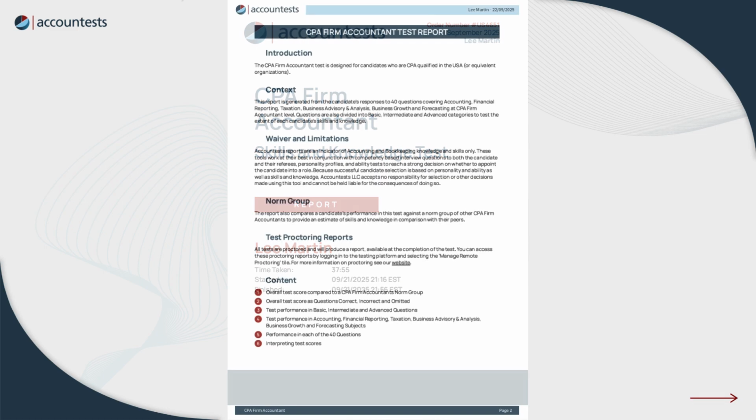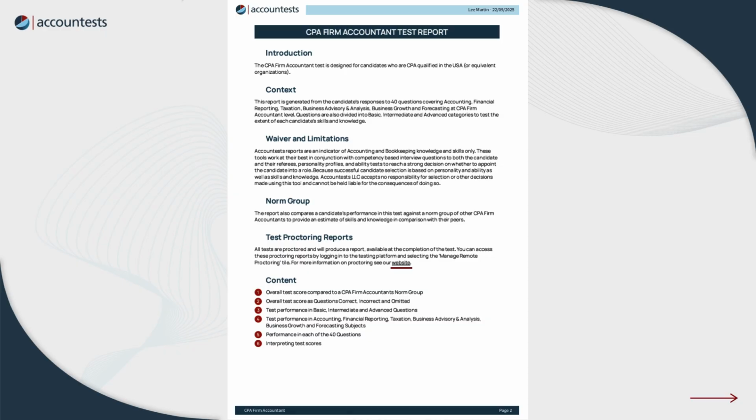If you go through to the next page, this gives you some background. It also gives you a link to our website about the proctoring. All of the tests are proctored. What that means is that as the candidate is doing the test, their camera is on and it's making sure that they're doing the test under fair exam conditions. This includes monitoring who's taking the test, the use of other devices, and if they're accessing other windows on the device that they're using.